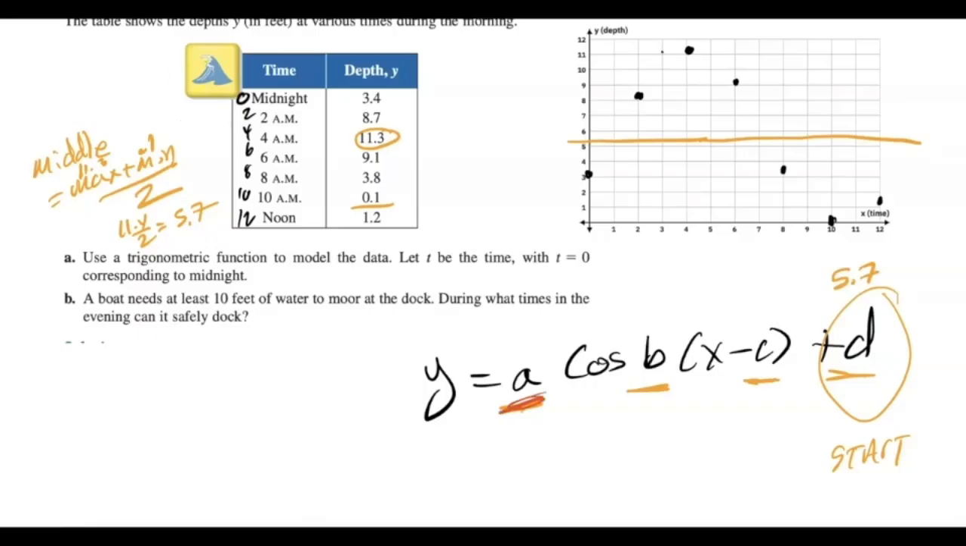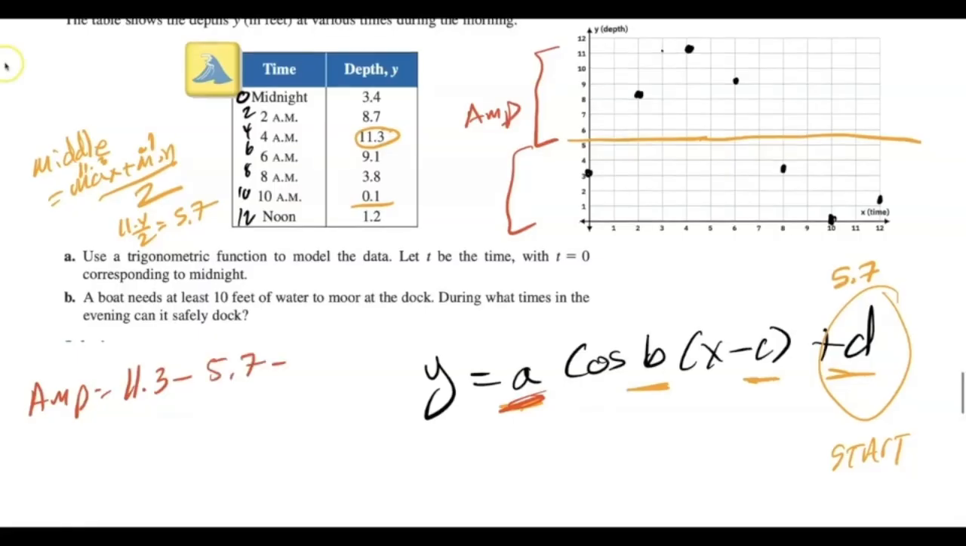Then I do the amp. The amp is just from the middle to the highest point or lowest point. Either way, that's the amp. So to find the amp, we're just going to do 11.3 minus the middle, 5.7, which is 5.6. Okay, only 2 more left.